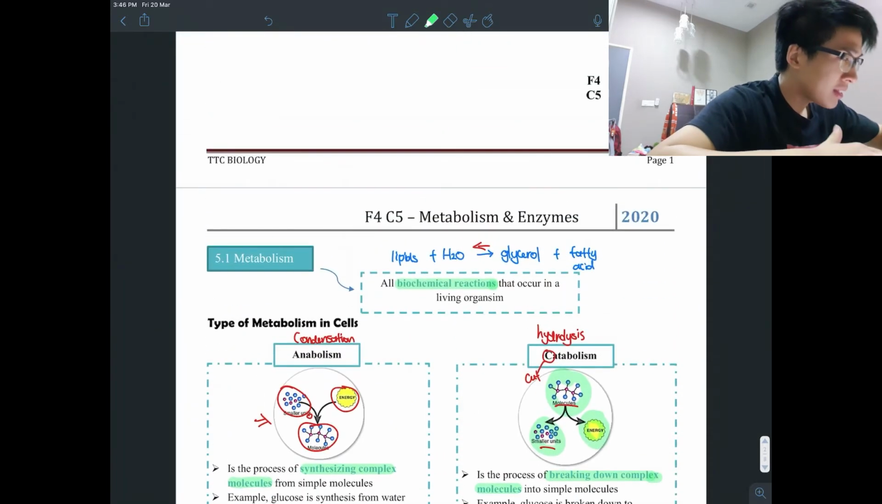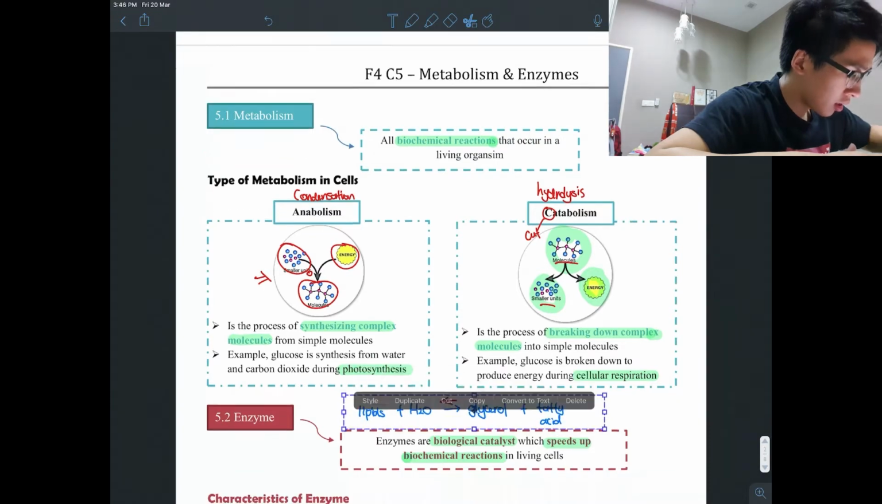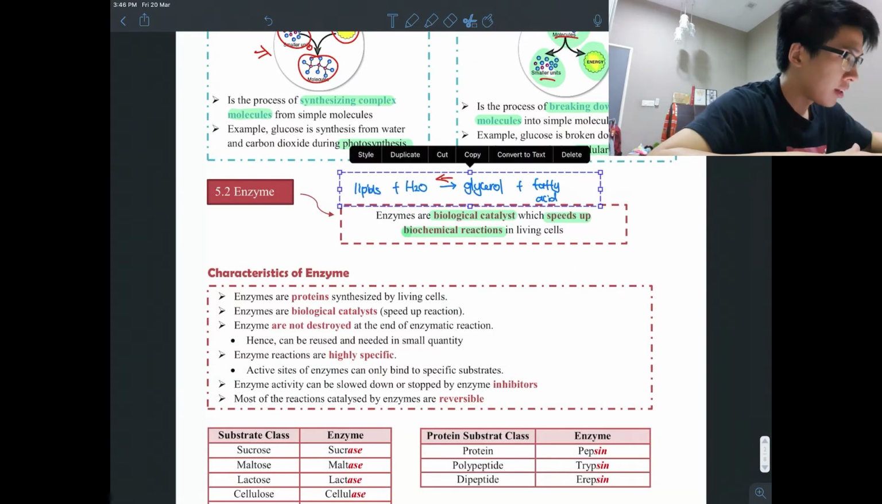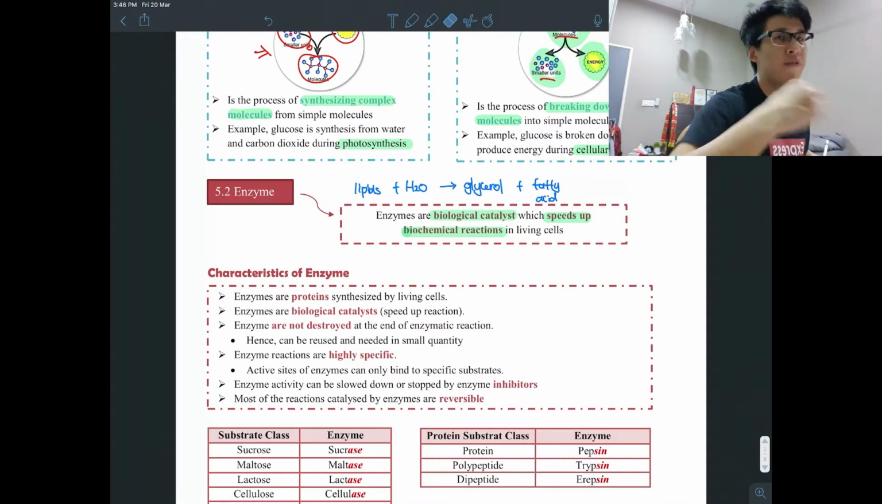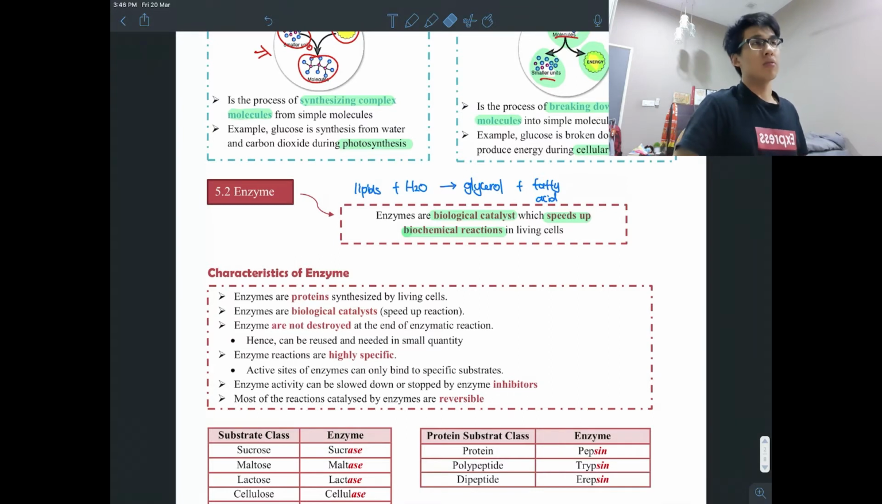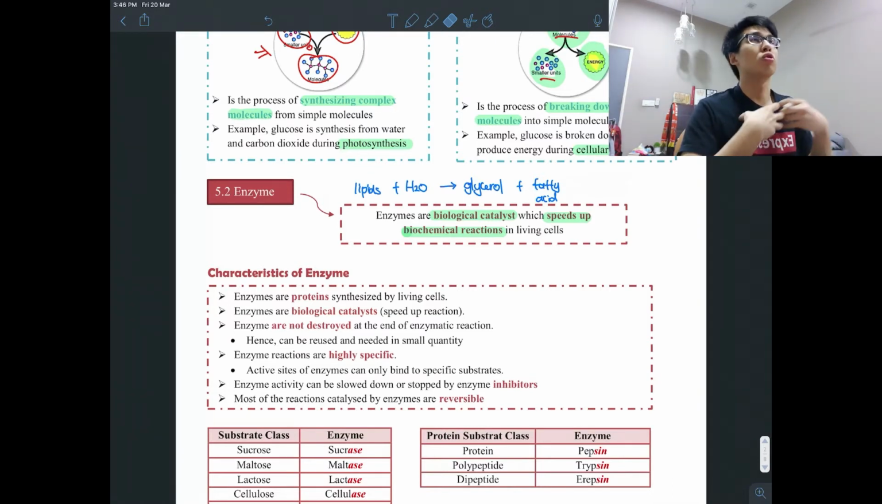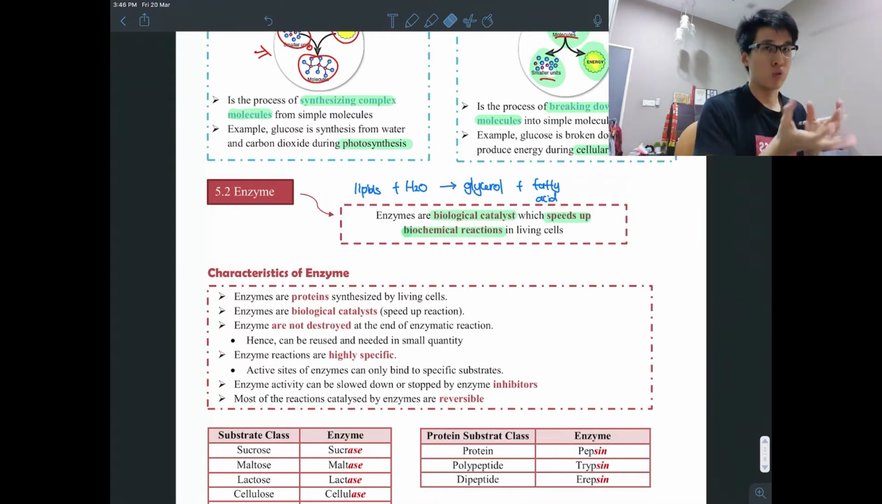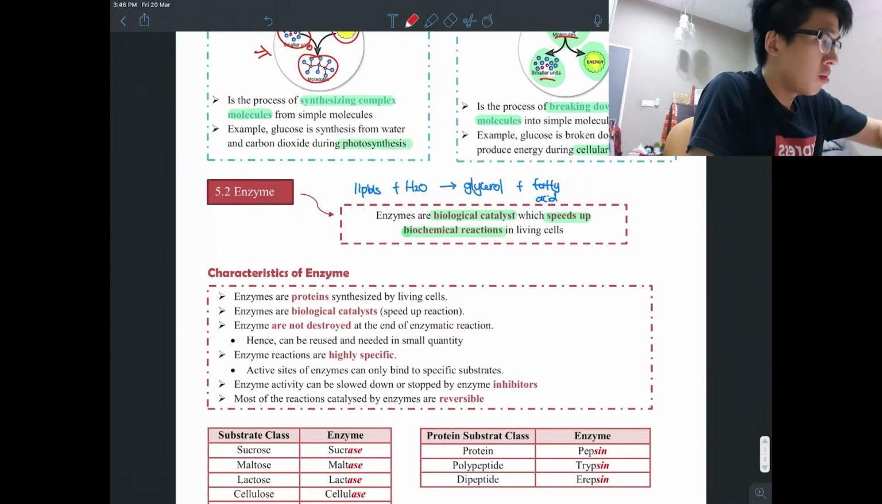Just like this process here, to digest lipids, when you eat food, not just lipids but any other food, the digestion process could take very long, maybe up to a day or two. But you are not going to keep your food in your body for so many days. How does your body store so much food? Today you eat, the next morning you go to the toilet. So to speed up this process, your body needs enzymes.